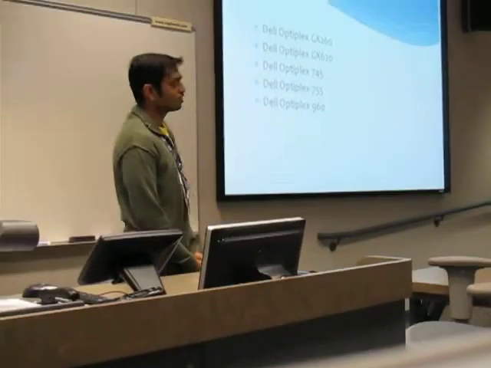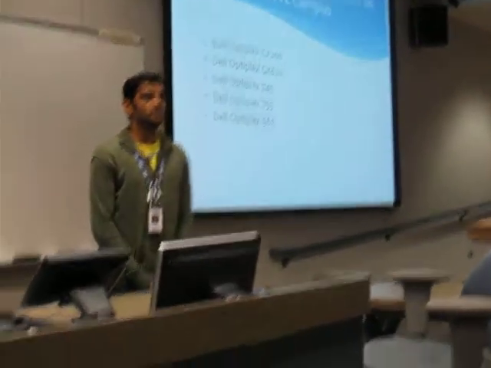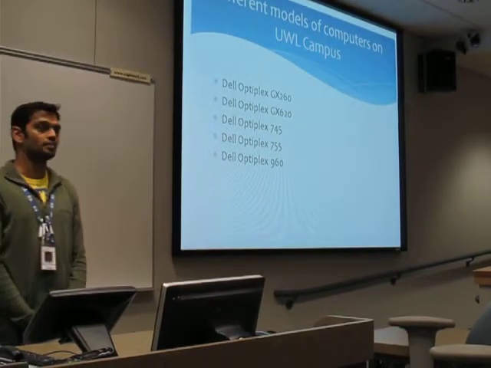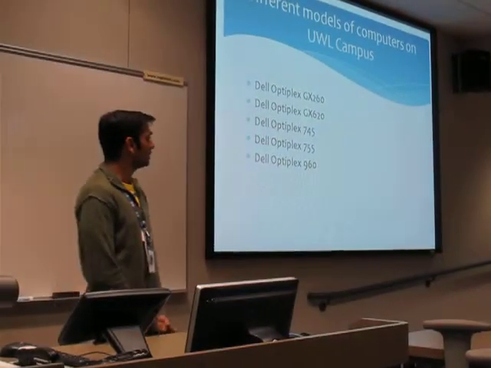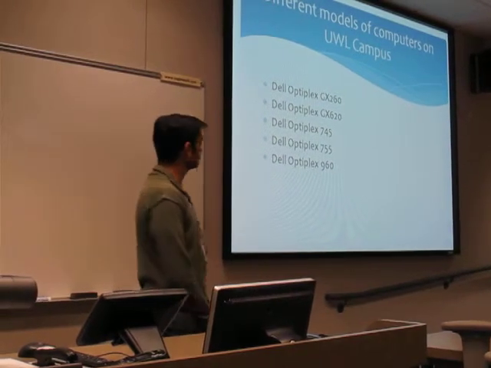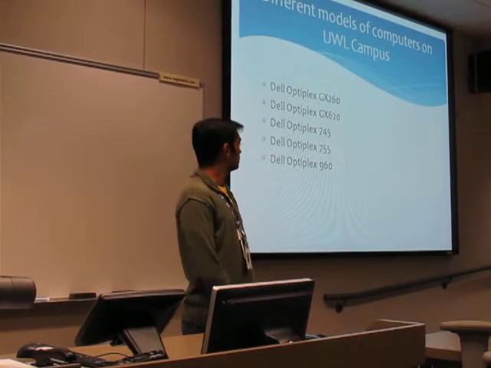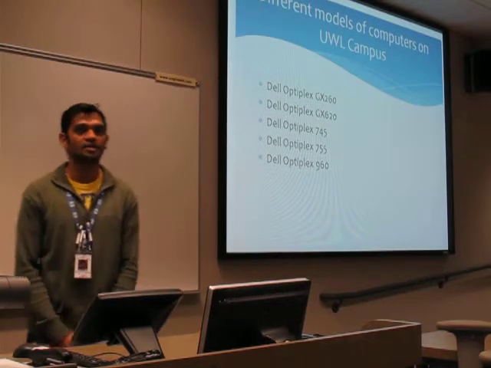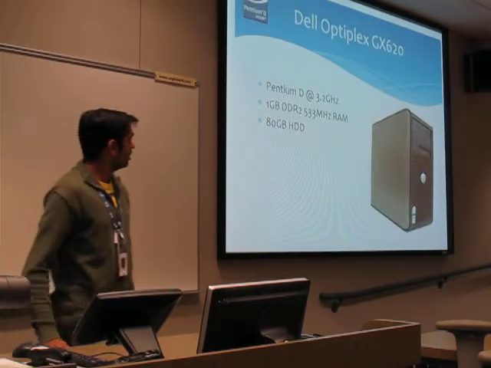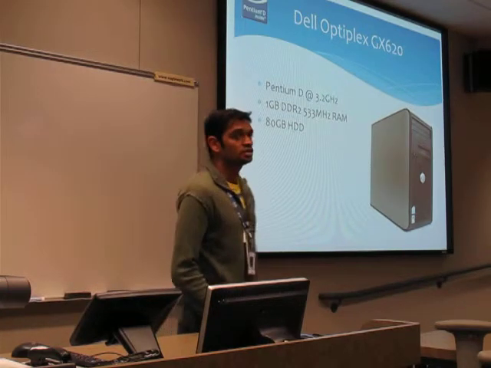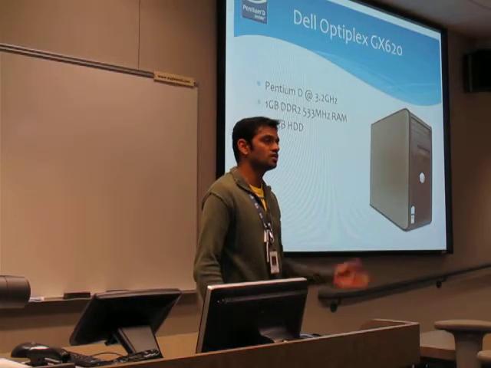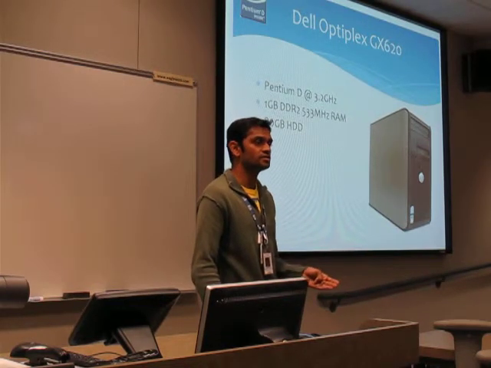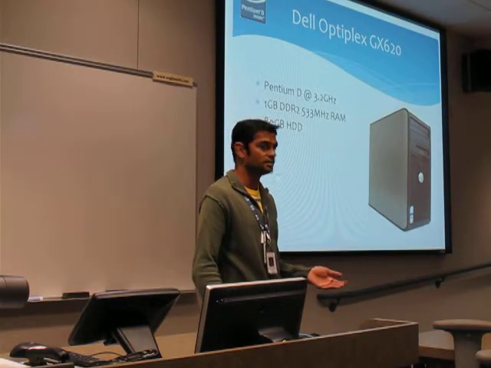Just a small brief talk about what different kinds of computers we'll be dealing with on campus on a regular basis, and what kind of campus computers we have. We have Dell Optiplex GX260, GX620, 745, 755, 780, and 960. There are different specifications for each of these models, and each one is an upgraded version of the old one, with some similarities and some differences, and some of them have better functionalities.